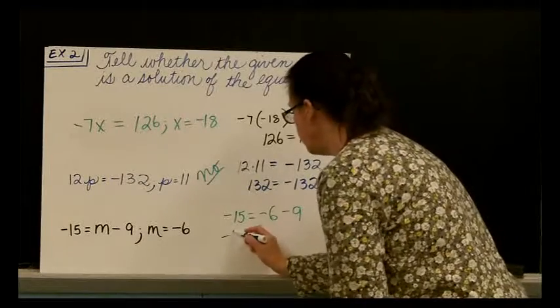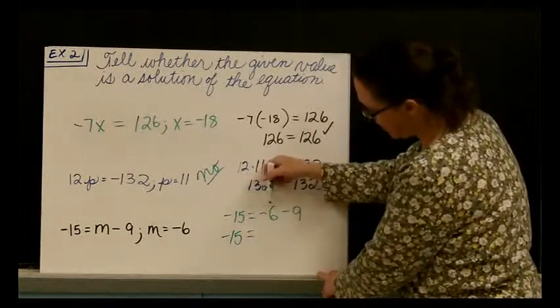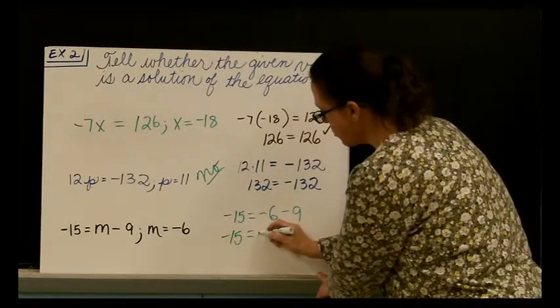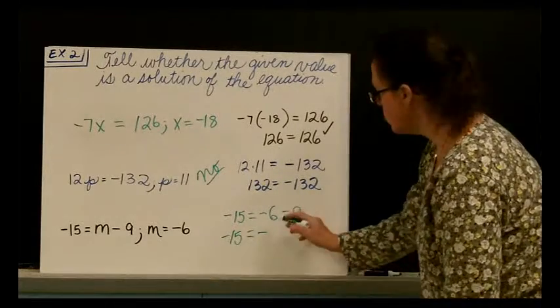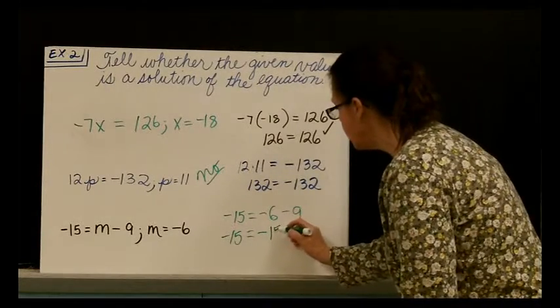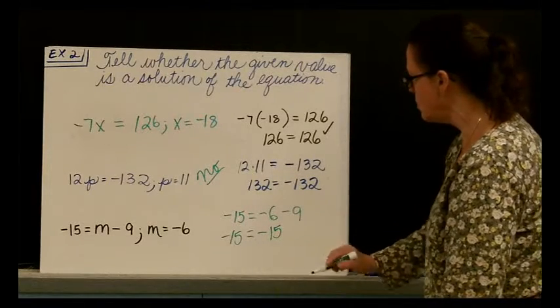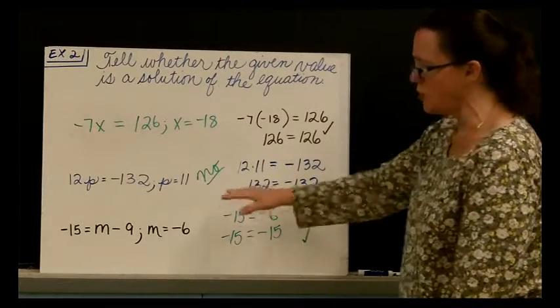We'll bring down our negative 15, and here we're going to combine a negative 6 and a negative 9. Both numbers are negative, so we'll bring down the negative sign. We'll add the integers, 6 plus 9, that equals 15. Negative 15 is on both sides of the equal sign, so yes, negative 6 is a solution to this equation.